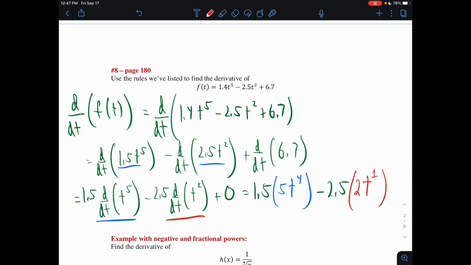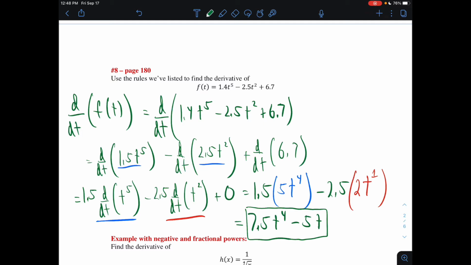And then all I have to do to finish up is just finish my multiplication. 1.5 times 5 is 7.5, and then I have t to the fourth, and then minus 2.5 times 2, which is 5t to the first, which I can just write as t. And that's it. I can't combine any terms because I don't have common powers with my t's in this last statement. So that's it. That's how those rules are used. There's all of them actually in one problem.